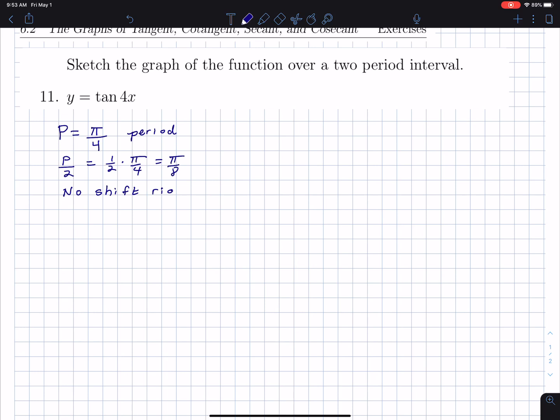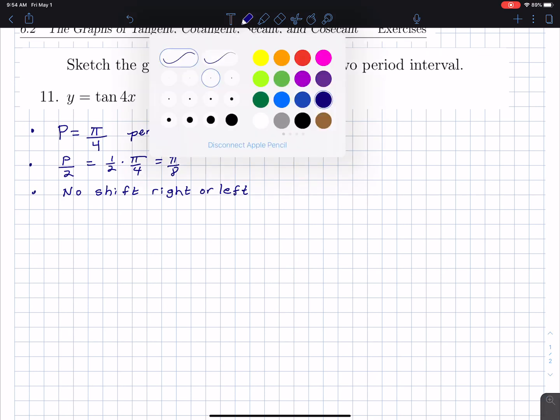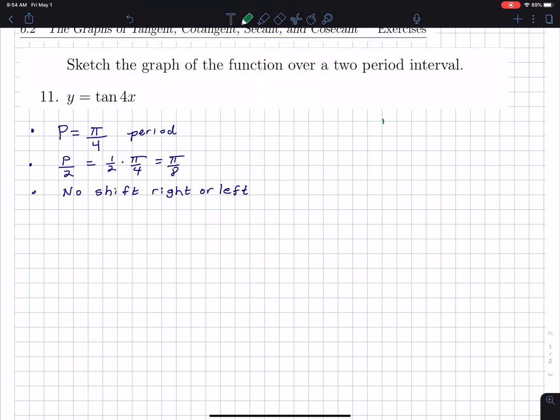So that actually makes it not as difficult as it could be. I don't want to say anything's easy. Okay, so what I'm going to do here is make a little mini sketch of the tangent graph, if I can just do a little tiny one without getting carried away.